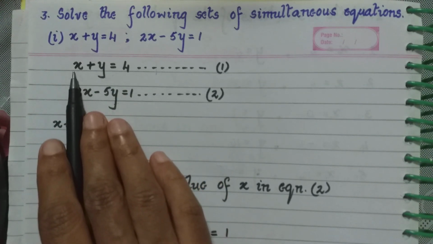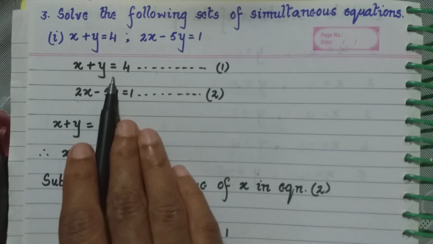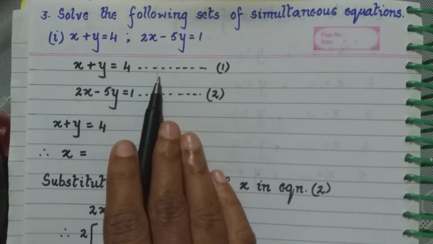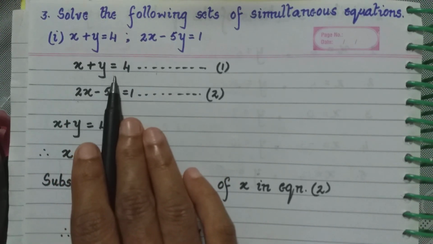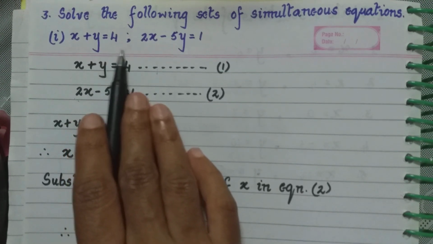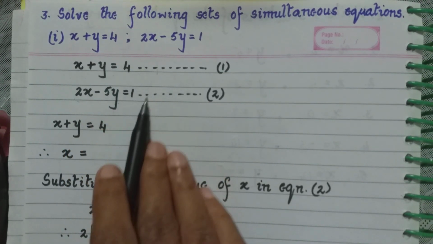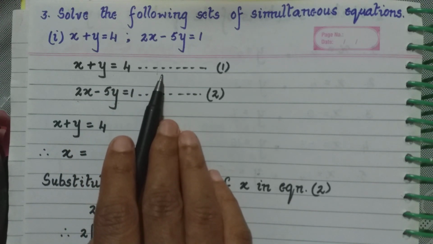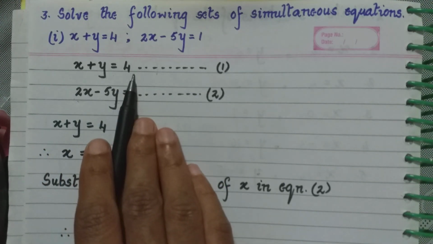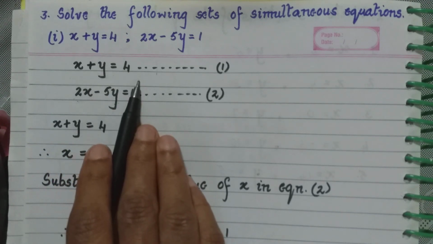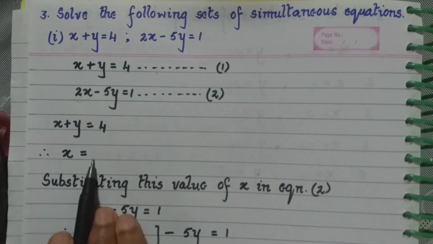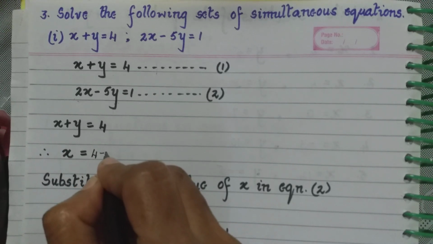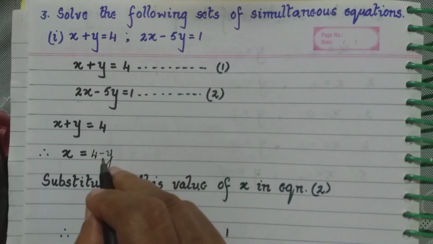That is, if I want to see what is x in terms of y, what happens? I have to take y to the other side. So, what happens? x is equal to 4. y on the other side is minus y. Therefore, x is equal to 4 minus y. So, x in terms of y is x is equal to 4 minus y. That is what I am going to write here now. x is equal to 4 minus y.